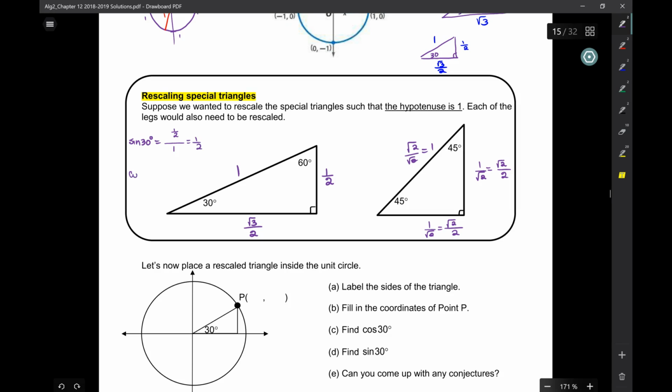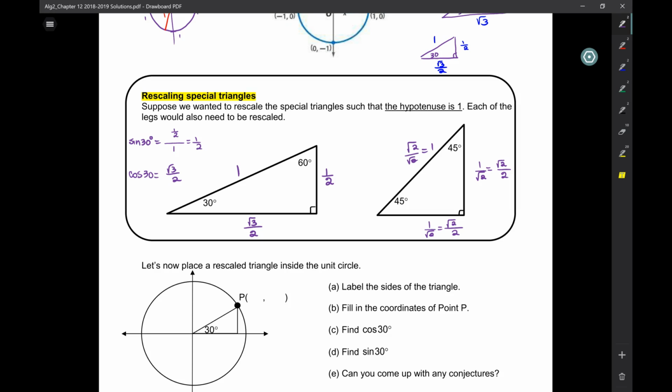So now, what's cosine of 30? It's adjacent over hypotenuse. It's √3/2 divided by 1. So how much is it? √3/2. Right? So what do you notice? Sine of 30 is 1/2. Once we rescaled it, sine of 30 is the same as that opposite side.